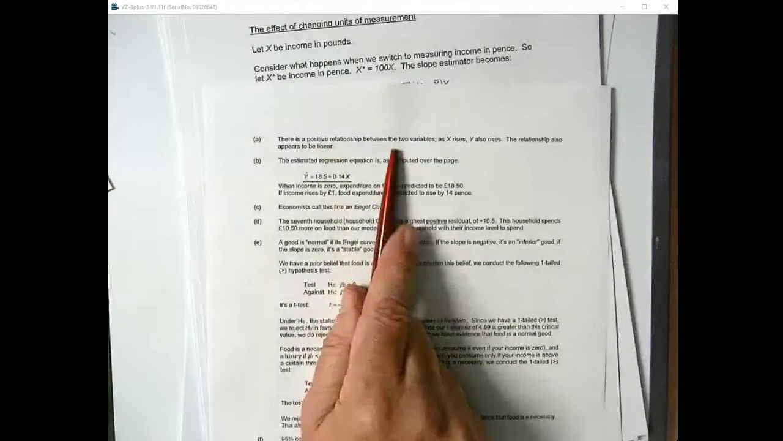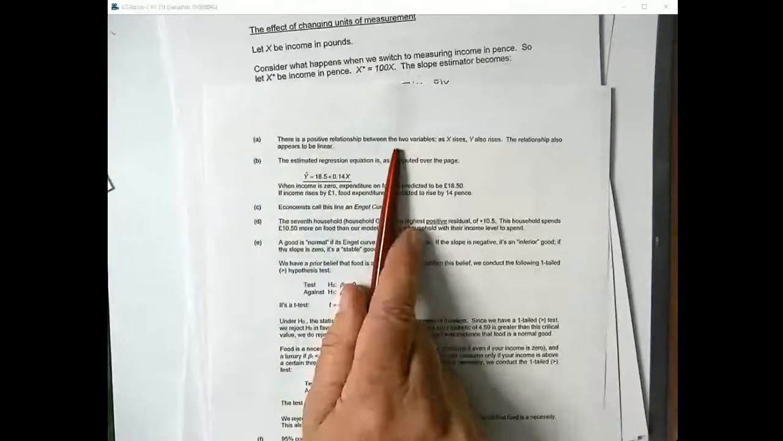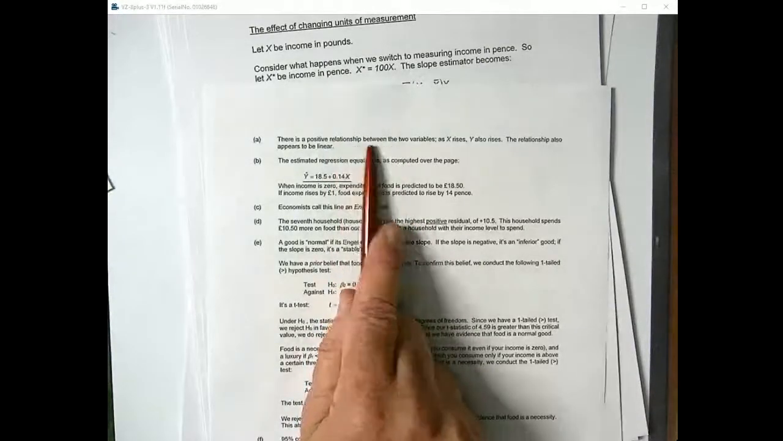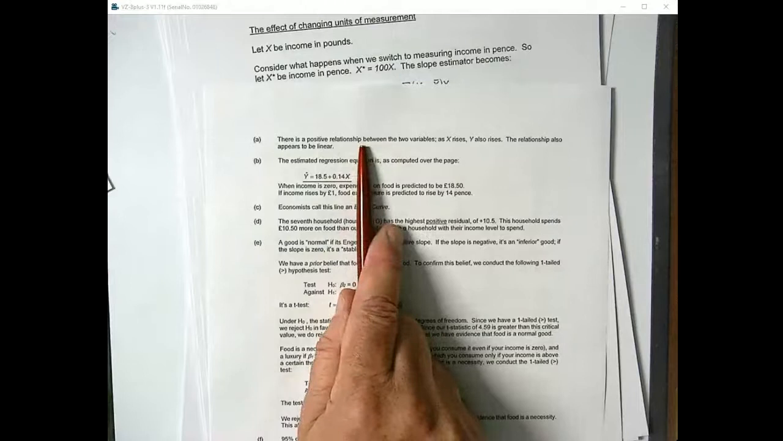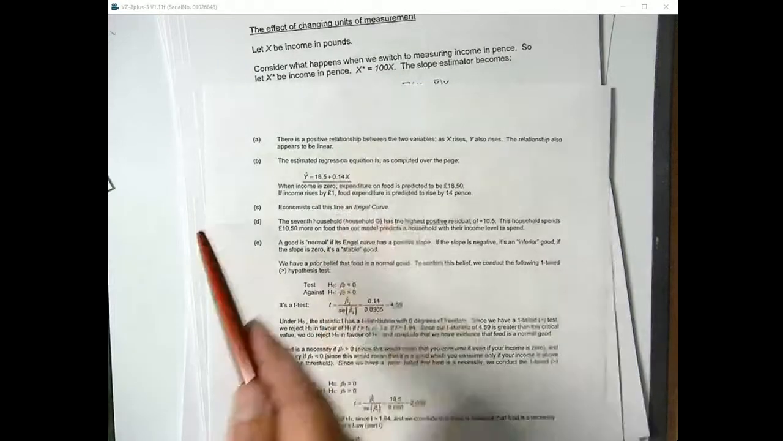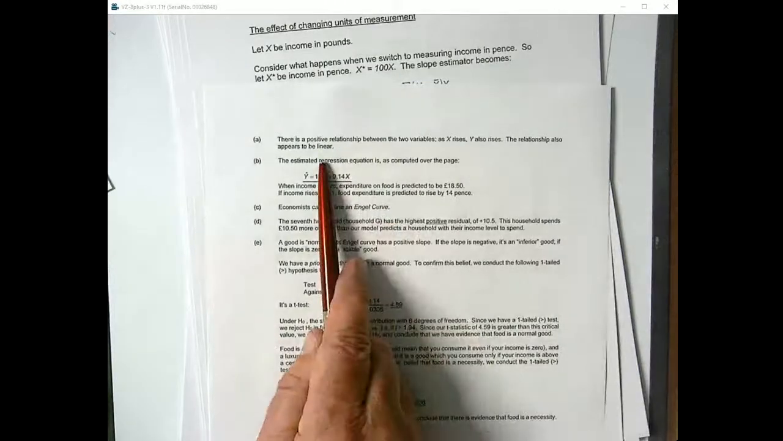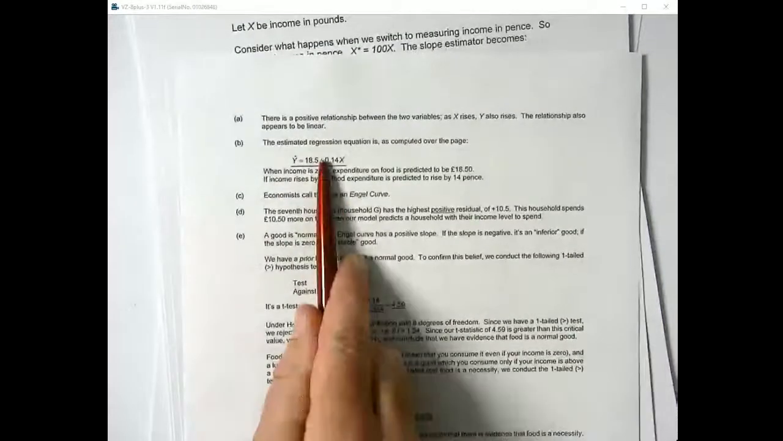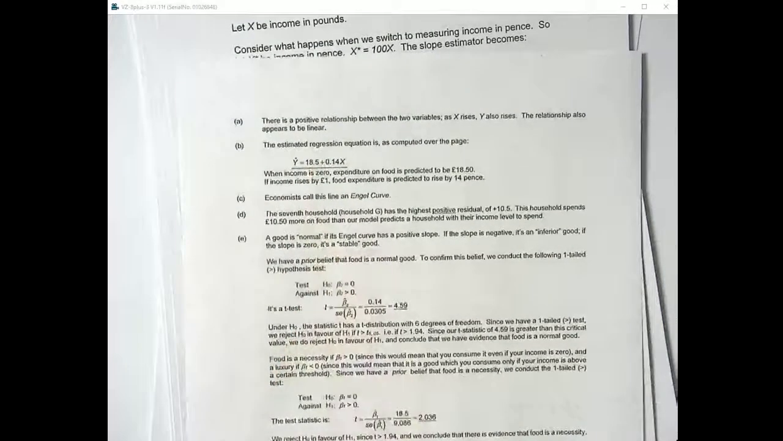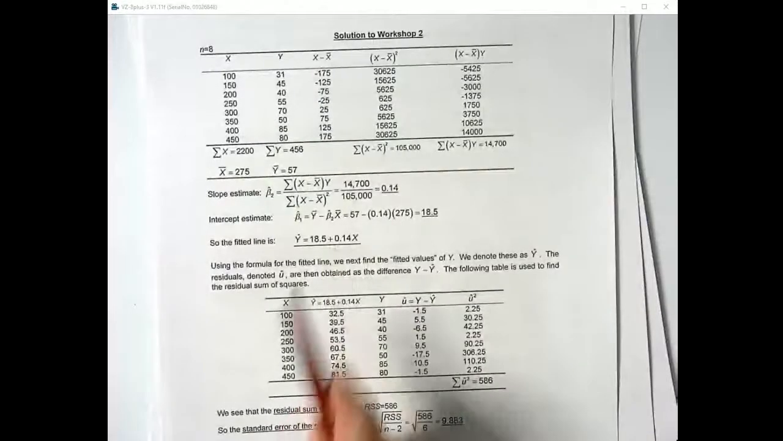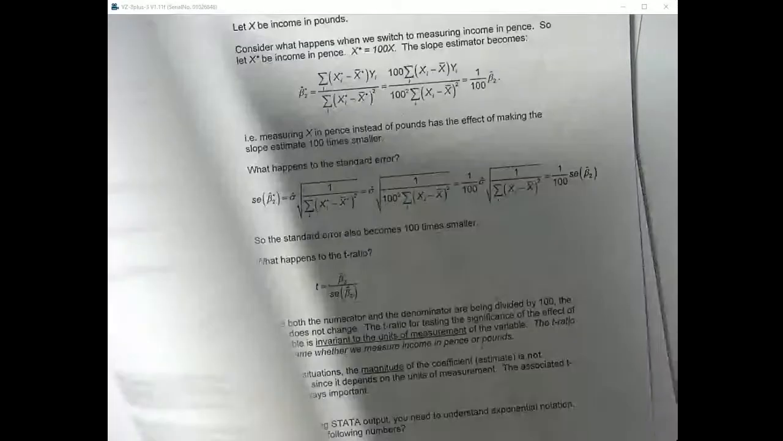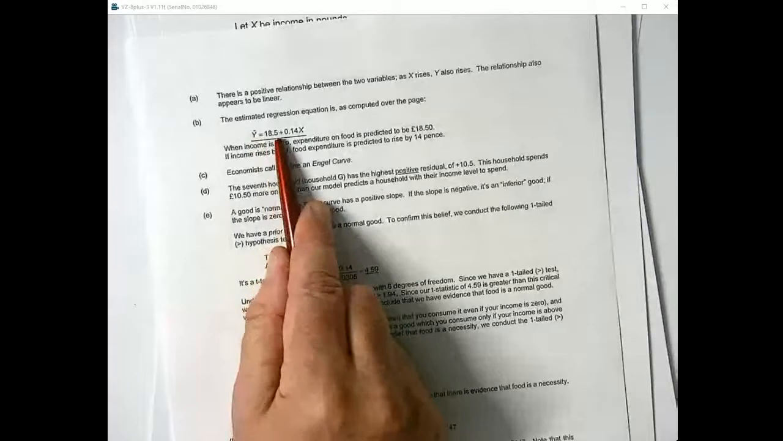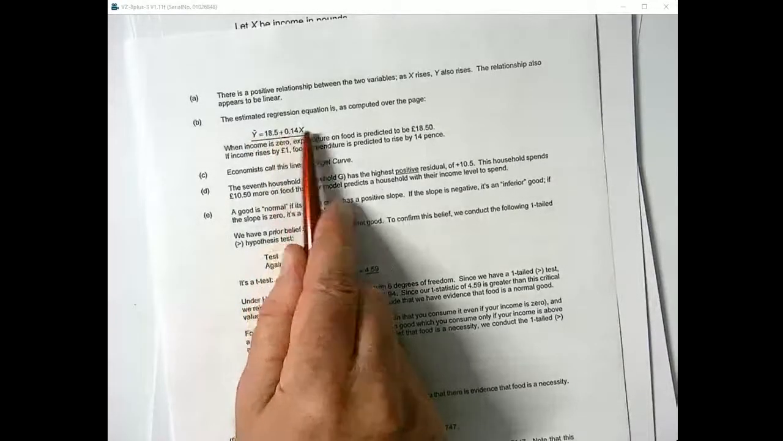There's a positive relationship between the 2 variables. As x rises, y also rises. This is describing the scatter plot, which I haven't drawn here, but it doesn't matter. You've seen it before. And then the fitted regression line. Well, here we're just putting the intercept. Well, it's just that equation again. Fitted regression line: y hat equals the intercept estimate plus the slope estimate times x.